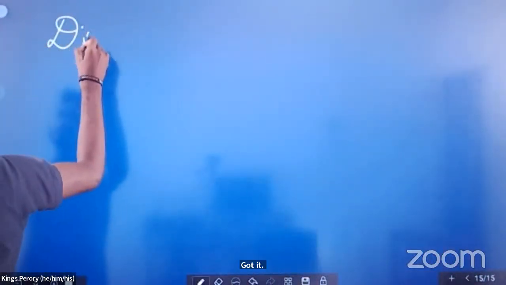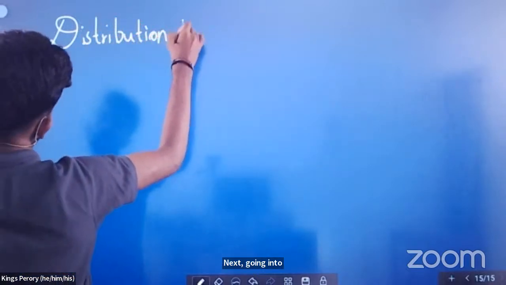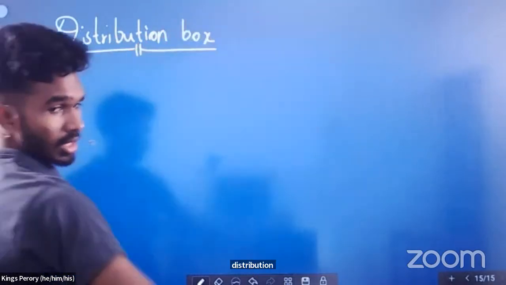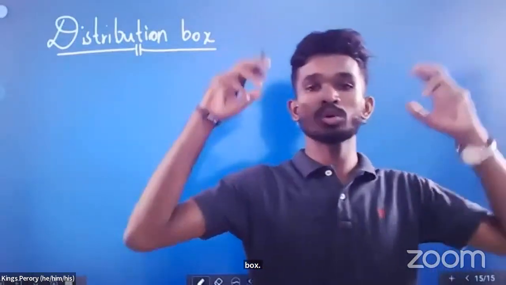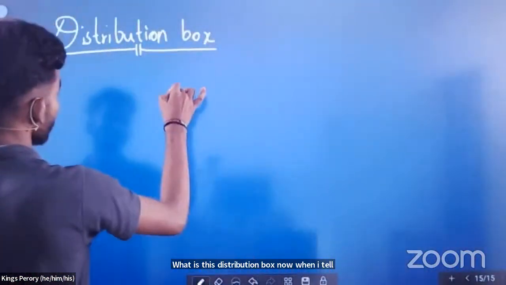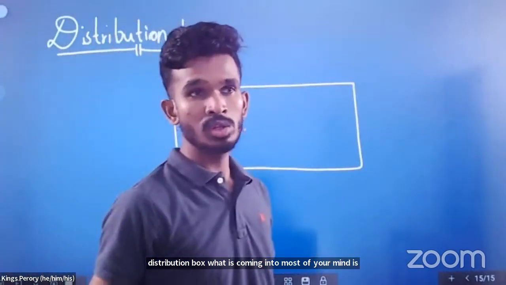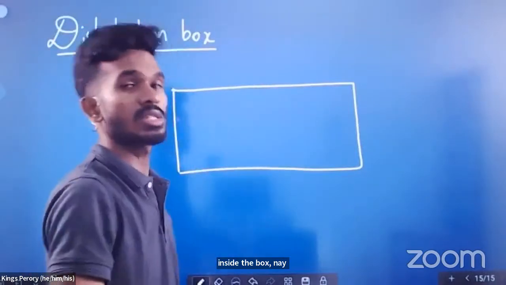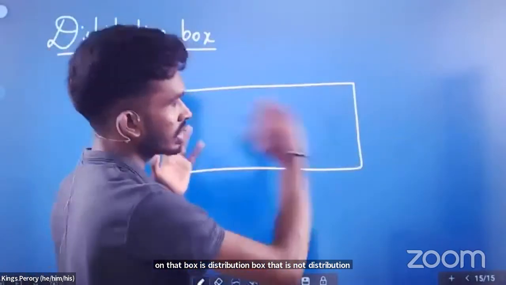Next, going into the distribution box. What is this distribution box? Now, when I say distribution box, what comes into most of your minds is the box where the isolator, RCCB and all those things are inside. That is not the distribution box. That's just a plastic cover. You don't call that cover a distribution box.